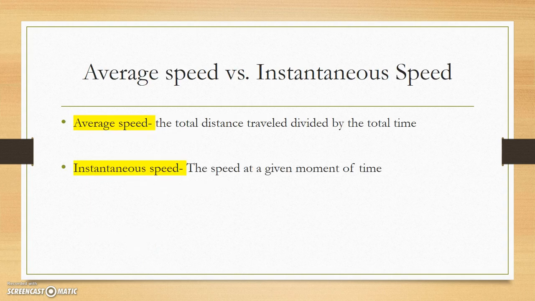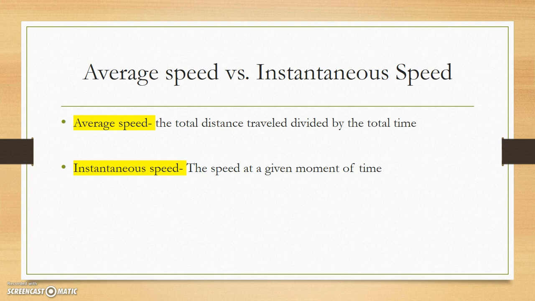One thing I want to make you aware of is average speed versus instantaneous speed. Average speed is the total distance traveled divided by the total time. So that's the speed over its entire traveling distance. Instantaneous speed is the speed at a given moment of time.